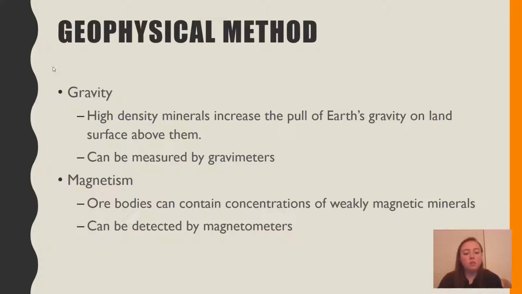The next geophysical method is magnetism. Ore bodies beneath the surface sometimes contain concentrations of weakly magnetic materials. So just as with gravity, these minerals produce positive magnetic irregularities in the local magnetic field. And they can also be detected through other instruments, known as magnetometers.